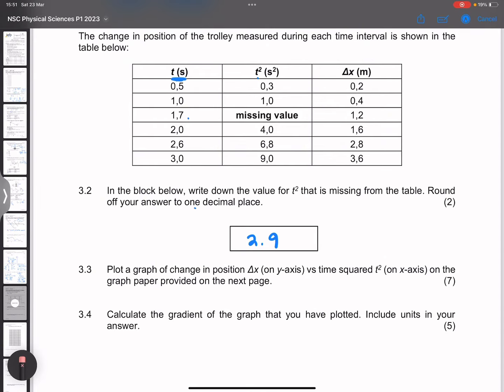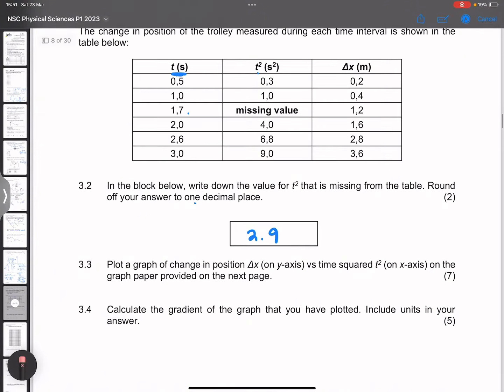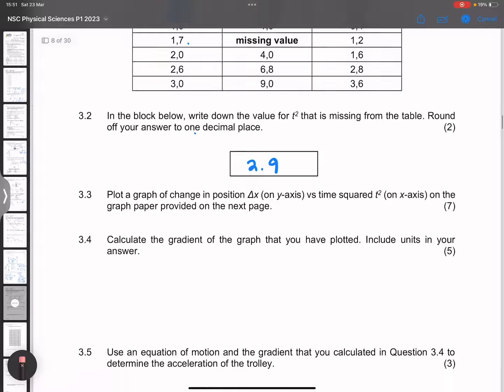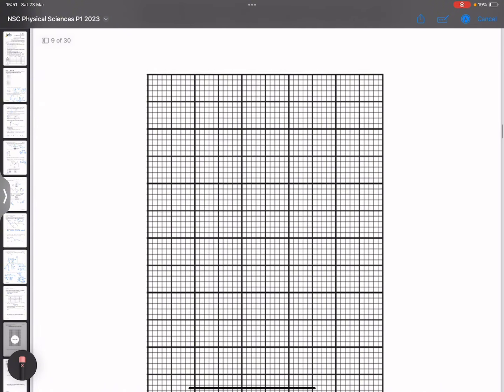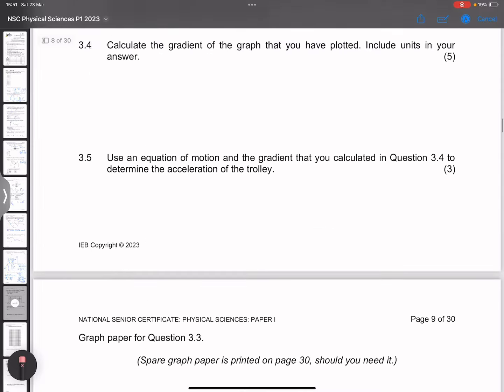Now they say to us, plot a change in position versus time squared graph, with time squared on the x-axis, on the graph paper provided on the next page. So we now need to take all of these values and plot them. Now remember, when you're using graph paper, you must use at least half of your axes. It should actually be more than half of your axes.